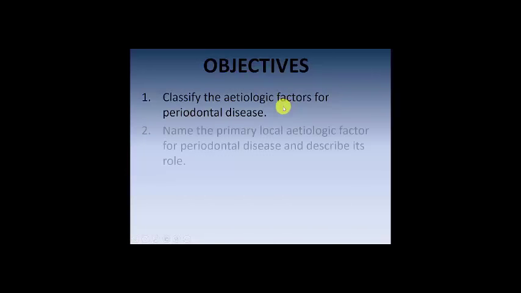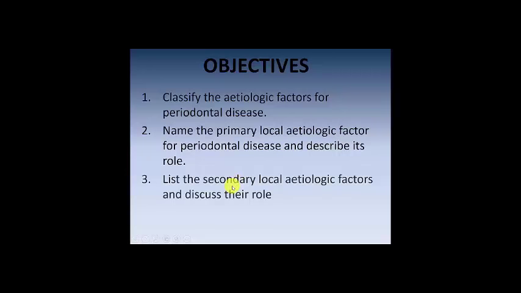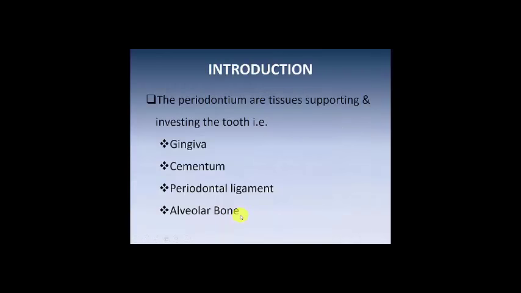So what are the objectives of this lesson? We will be classifying the etiologic factors for periodontal disease. We shall also be naming the primary local etiological factor for periodontal disease and describing the role of that factor. Third, we'll be listing the secondary local etiologic factors and discussing their role. And lastly, we'll be looking at the systemic factors and discussing their role. The periodontium, we want to know what the periodontium is.